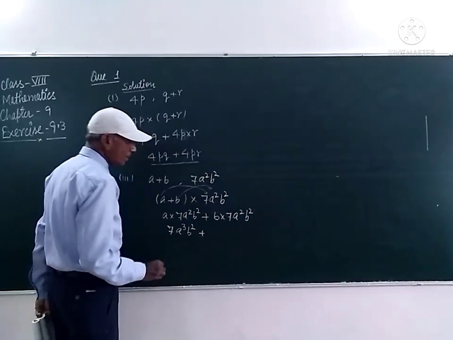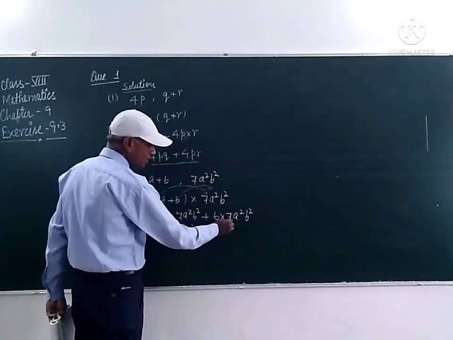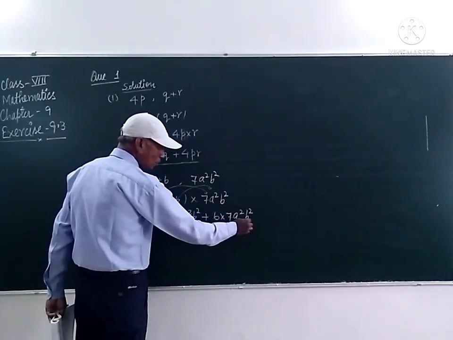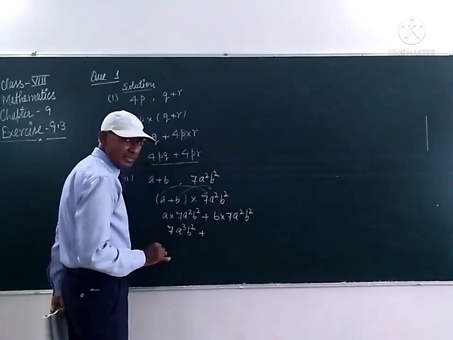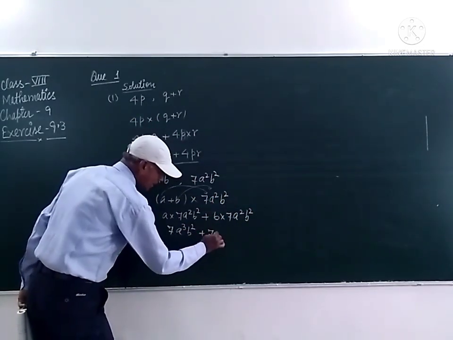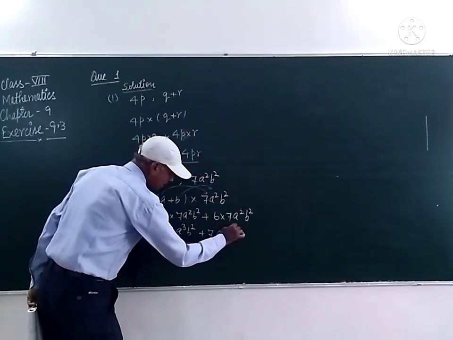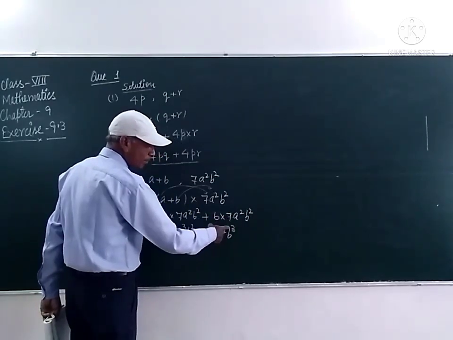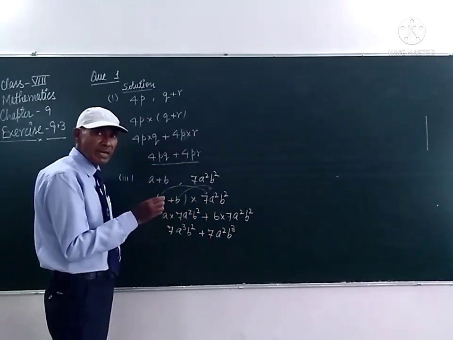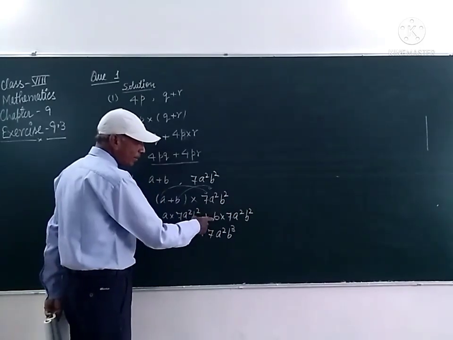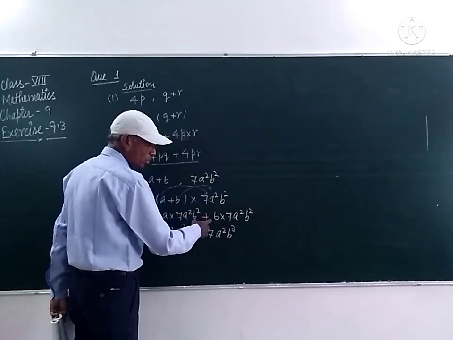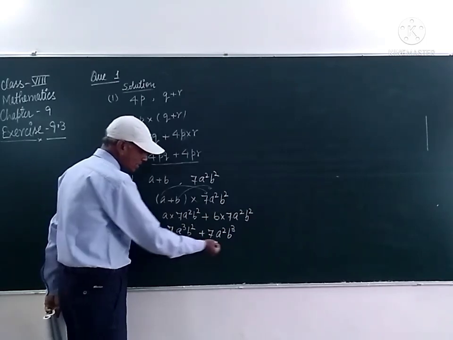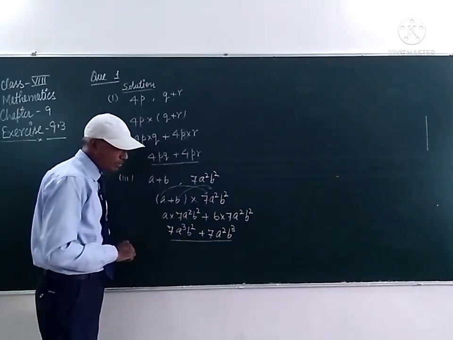Plus, again we have to multiply this b with 7a square b square. So it will be b into b square, b to the power 3 or b cube. So it will be 7a square b cube. Students, we have to multiply this b with b square. So it will be b cube, because exponents or powers will be added. Here b to the power 1 and b to the power 2. So after multiplying it will be b to the power 3. Clear, students? So this is the answer of the third part of the question.